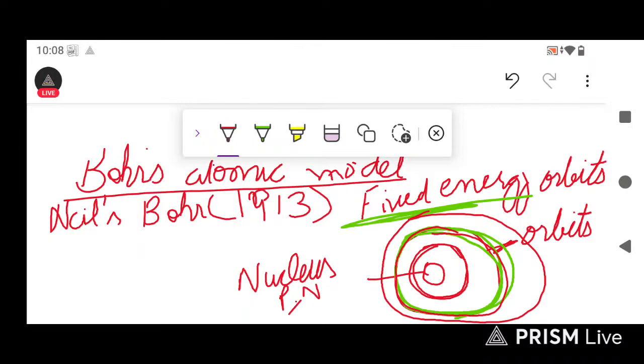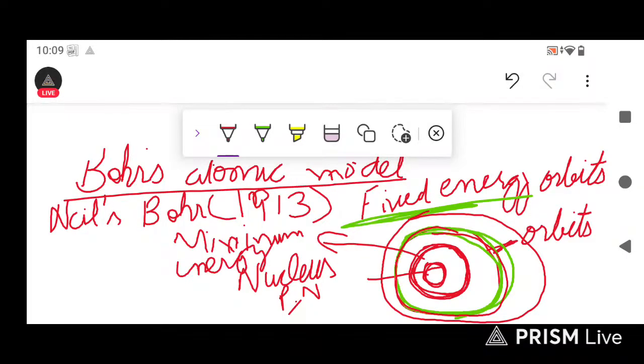Now we talk about where the energy will be maximum and where it will be minimum. This is the nucleus, and the orbit that is very near to the nucleus has minimum energy, which means very little energy. The orbit that is very far away from the nucleus has the maximum energy.